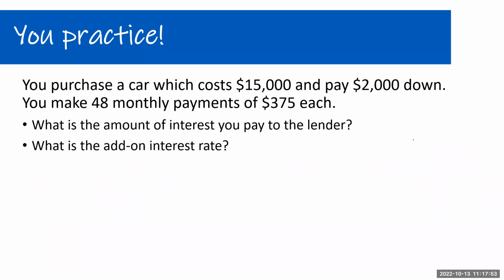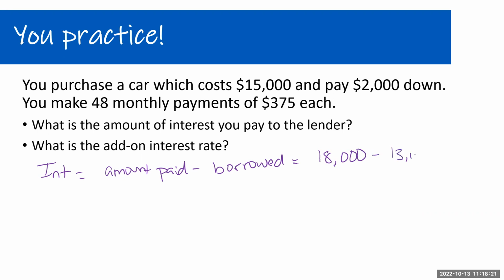Now, how much interest do we pay to the lender? Well, we know that we borrowed however much we paid minus however much we borrowed. And we know we just found that we paid $18,000 to the lender, right? But we only borrowed $13,000. So that means that we must have had $5,000 in interest.